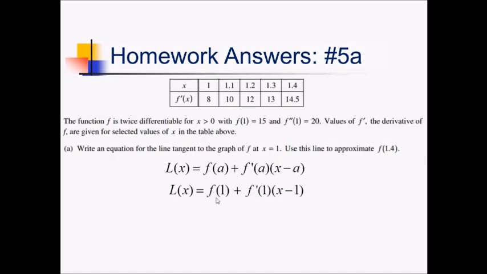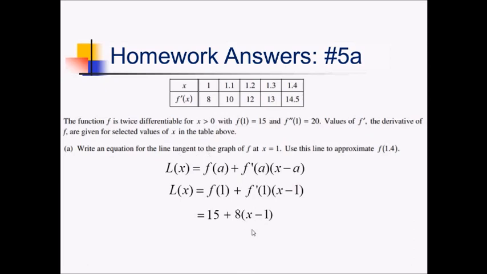And now we have to fill in some values. F of 1, they actually told us that in the stem here. They said that was 15. F prime of 1, we can look up in the table. That's going to be 8. And then we have x minus 1 still. So this is the equation of the tangent line. You actually have solved this part of the problem when you write this out.